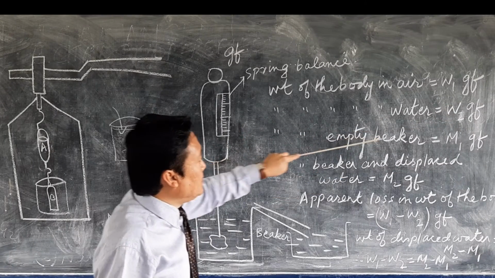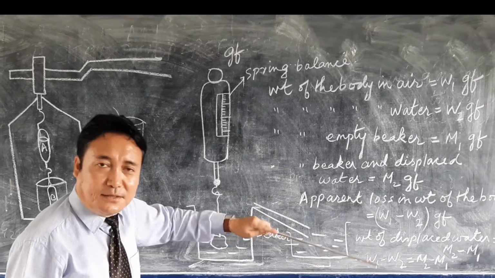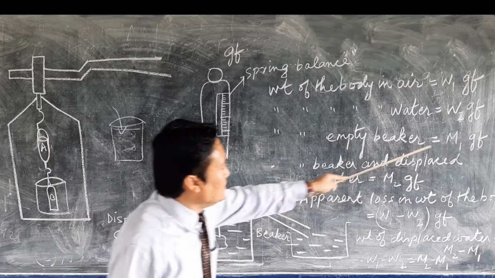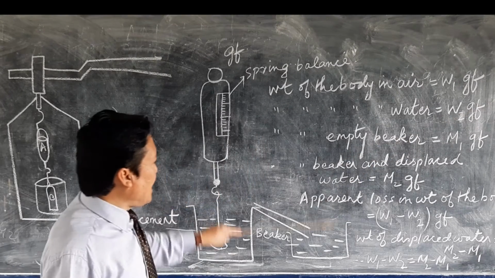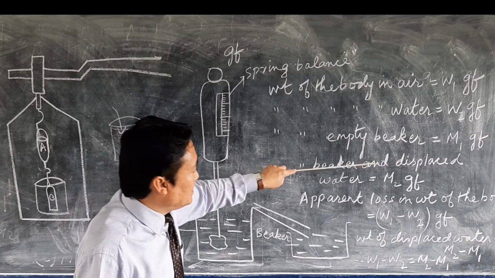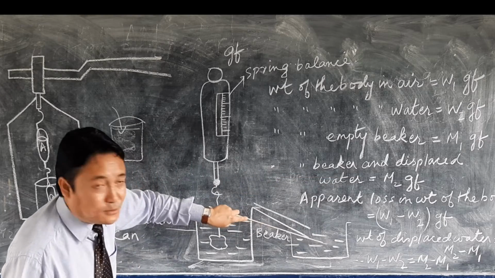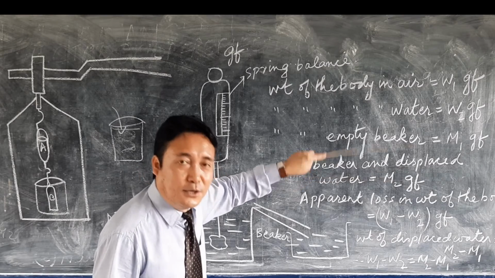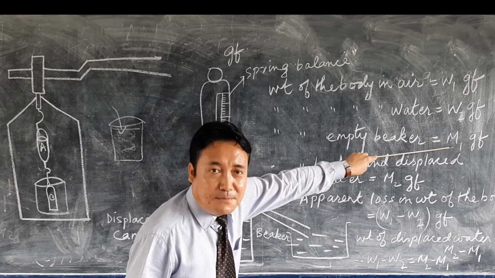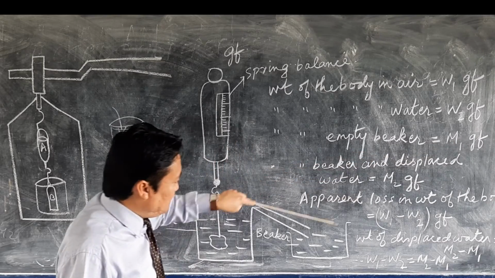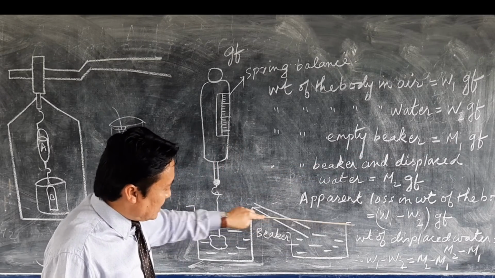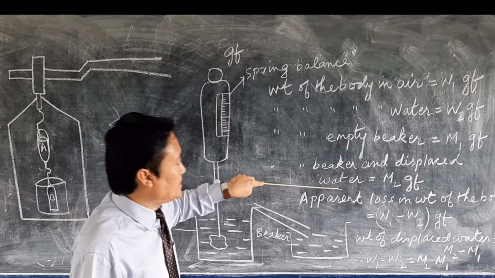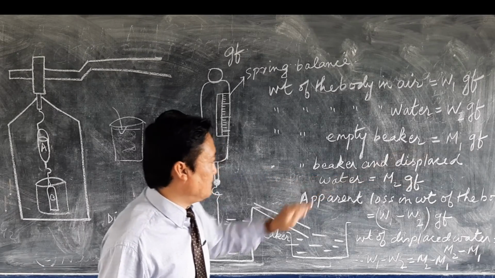Then the weight of the empty beaker. Empty beaker means the beaker is dry. First we find the weight of the empty beaker. Let us consider it as M1 gram force. And the weight of the beaker and the displaced water, means the beaker as well as the water which has been displaced, together. Let us consider it as M2 gram force.